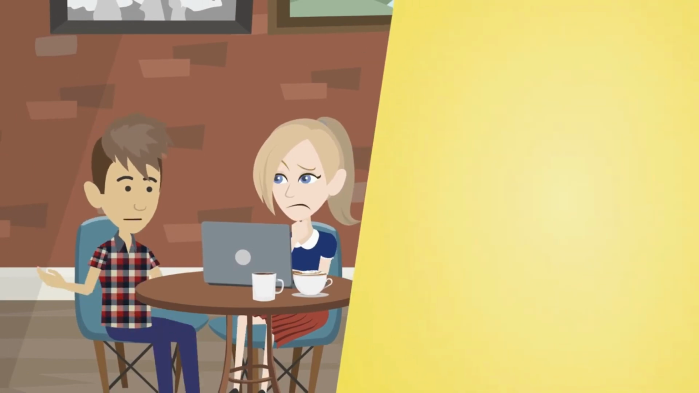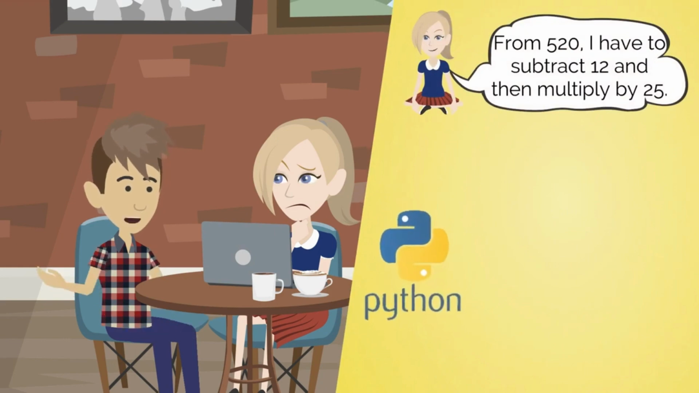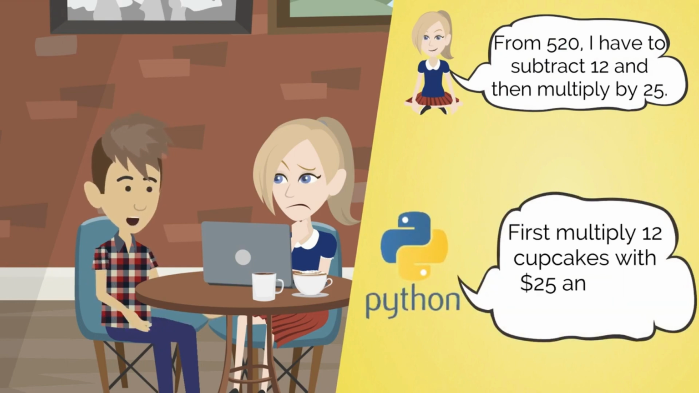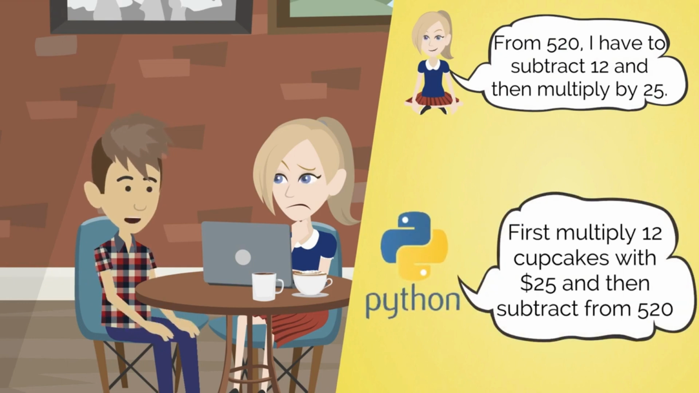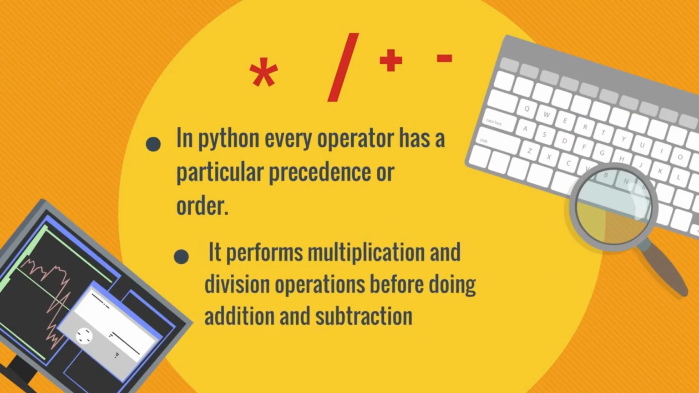You were right in subtracting 12 from 520 cupcakes before multiplying with $25. But how Python sees this is, first multiply 12 cupcakes with $25, and then subtract from 520. Here's why. In Python, every operator has a particular precedence or order. It performs multiplication and division operations before doing addition and subtraction.